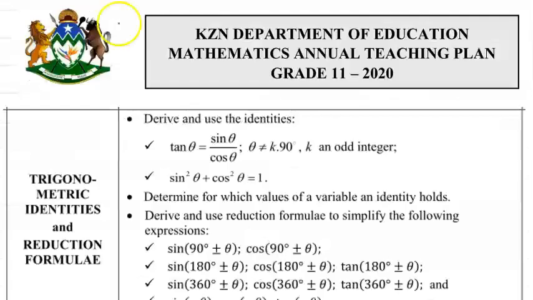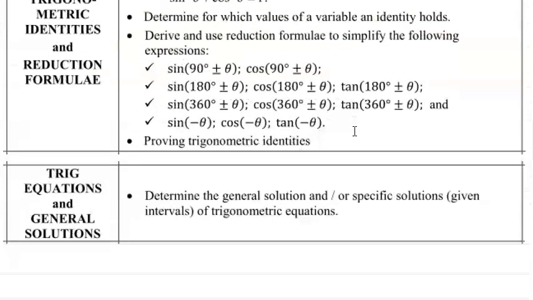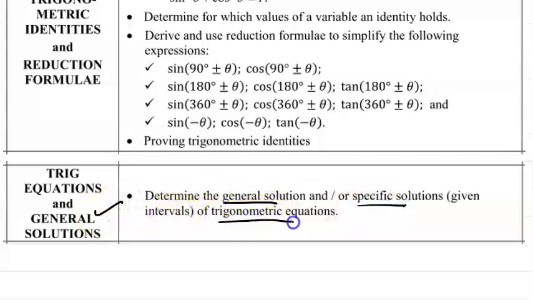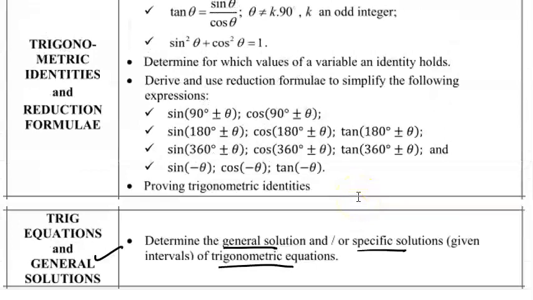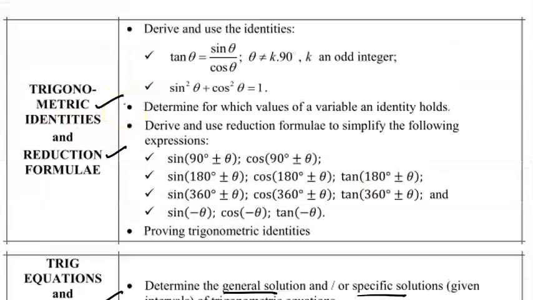Let's quickly have a look at the work schedule. This is a work schedule for 2020. It seldom varies or changes over the years. It's basically the same thing. So we're looking at trig equations and the general solution. It says determine the general solution and/or the specific solution for a given interval of trigonometric equations. And if you look at the website, you'll see that the trigonometric identities and reduction formula videos have been completed for those particular sections.